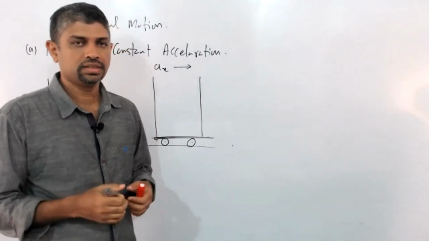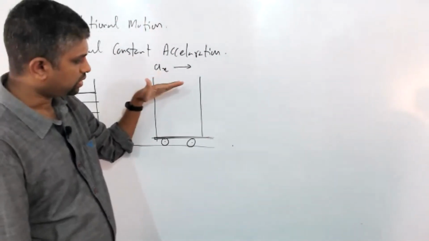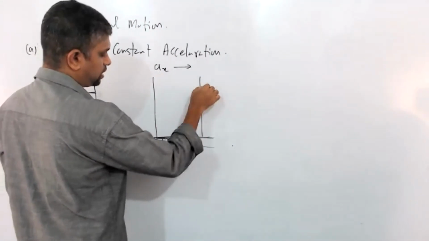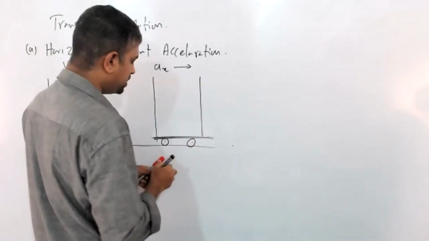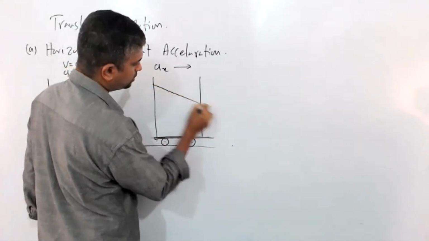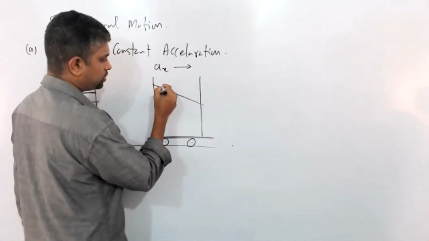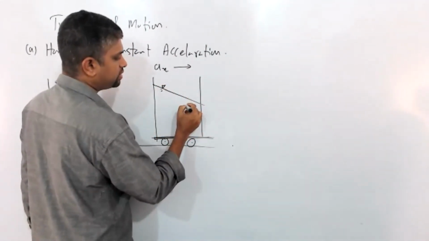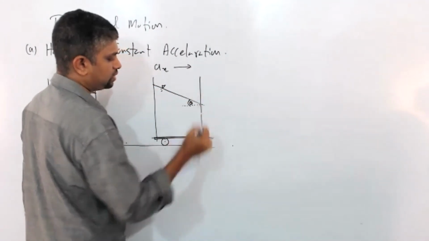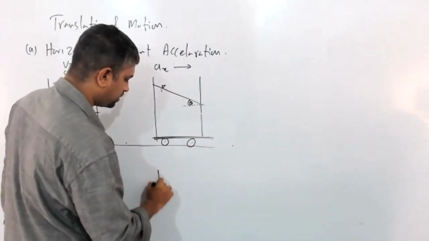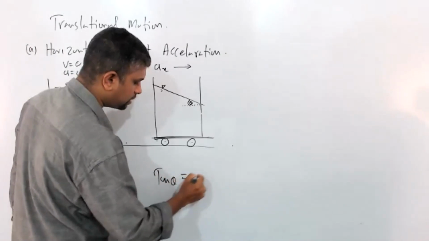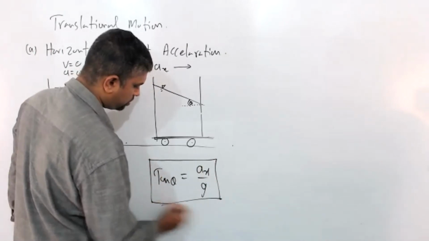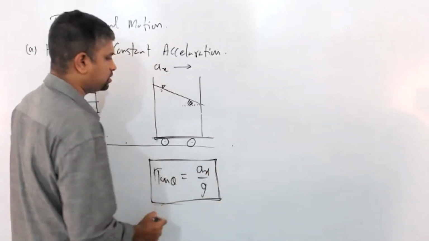The free surface will be inclined now. The backward height will be high and the front height will be low. There will be inclination. This is the free surface now. This angle of inclination, let's say theta, it can be shown that tan theta is equal to ax over g. We are not going to prove this in the university also. You don't have to prove this, you have to directly use this.